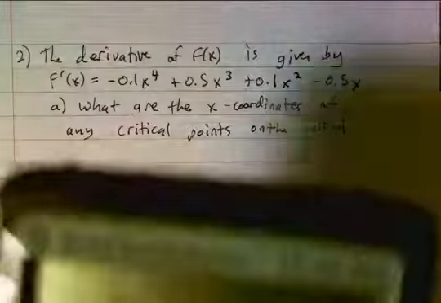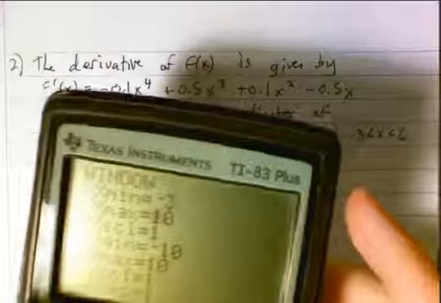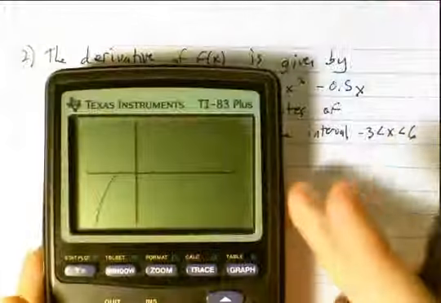So we're going to go to our calculator, we're going to enter it in. Remember, the exponent is that little caret button right there. We're going to go to our window, set it to -3 to 6 for x, and graph it.